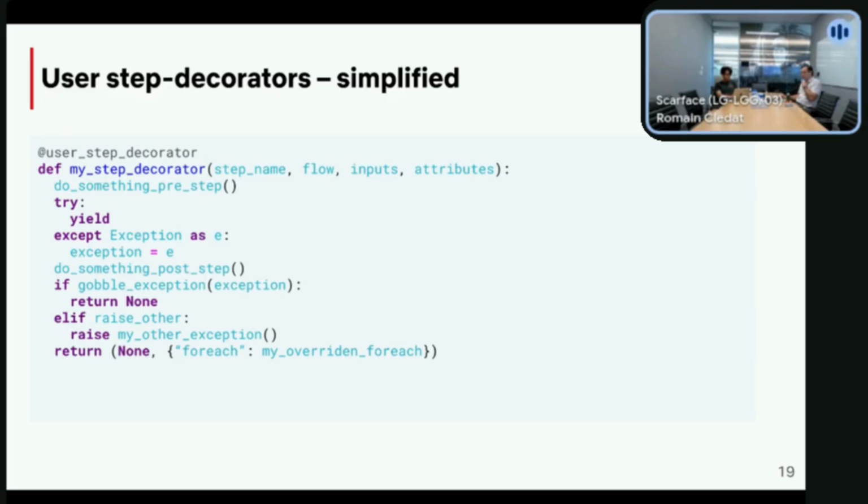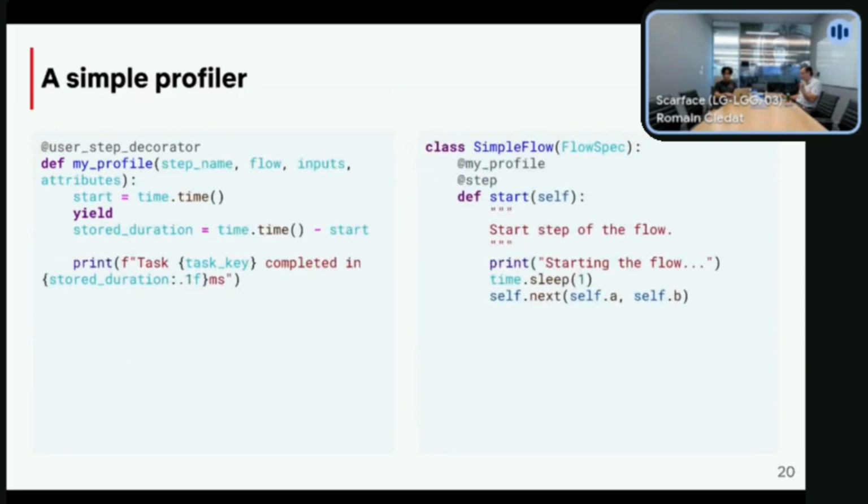And then the yield will raise an exception if the step raises an exception, which you can then catch and do something. Like, for example, you can gobble the exception and ignore it, or you can raise another exception. I'll show this weird syntax at the end. You can return what you want for the next step argument. So I'll show a few examples of what you can do with this, and it's actually surprisingly useful. The first one is a very simple profiler.